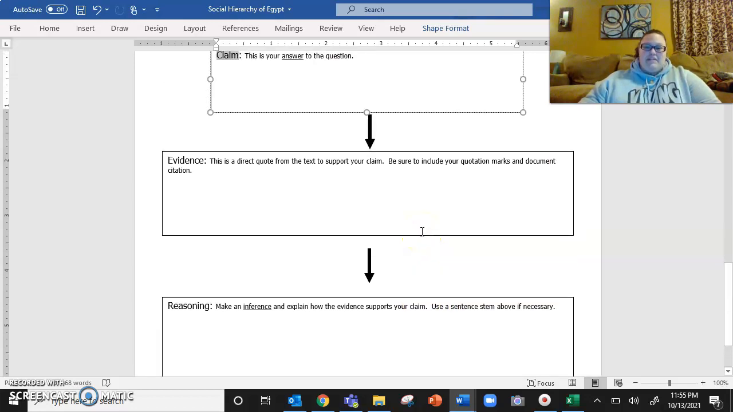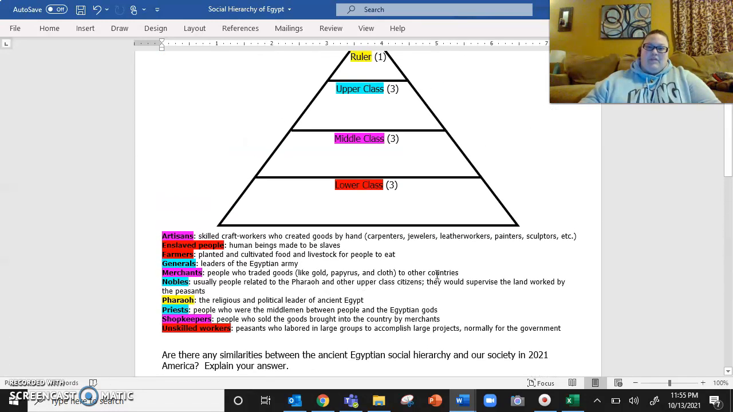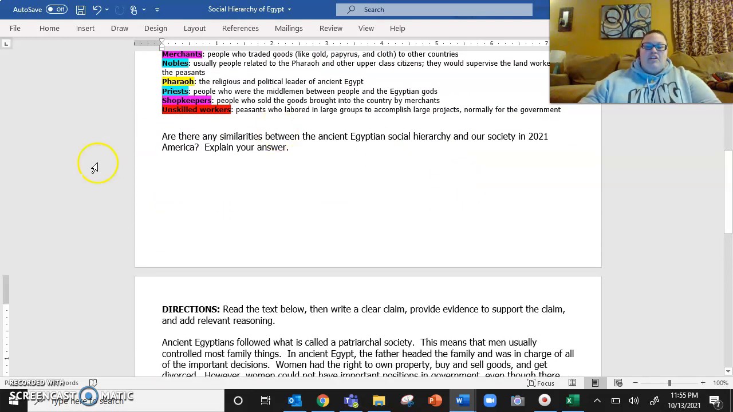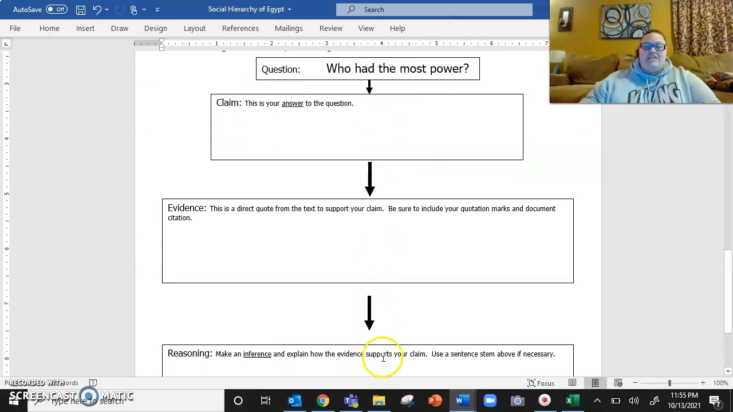My wonderful human beings, as always, if you need help, please do not hesitate to ask. So just a quick reminder, you are filling in the social pyramid, you are answering this question in complete sentences, and then you are providing your claim, evidence, and reasoning to answer the question, who had the most power?